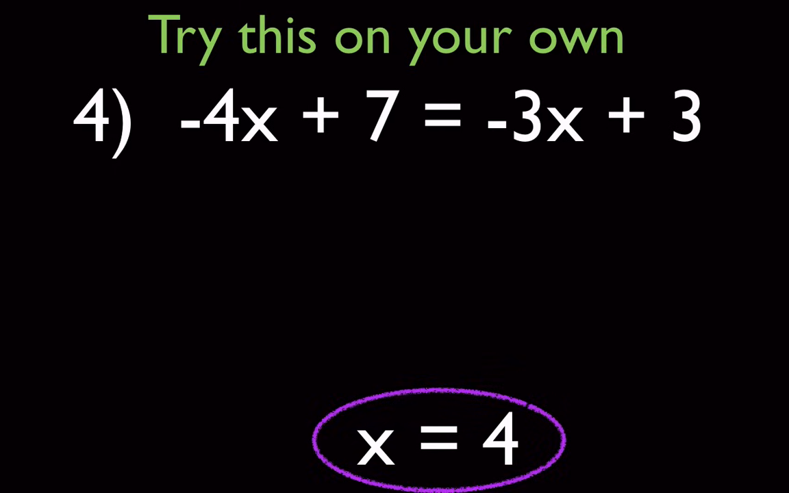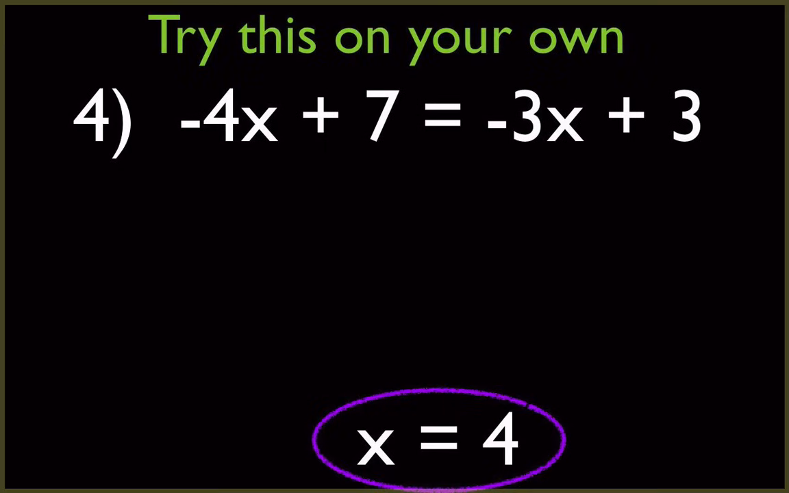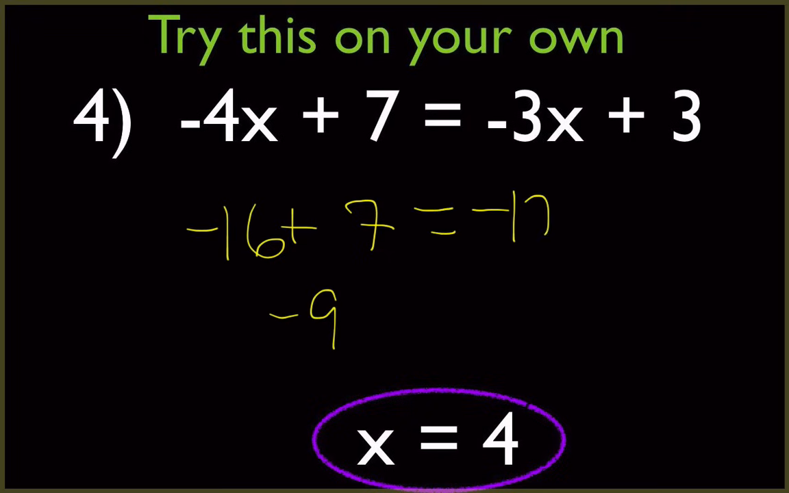Again, checking the answer, it'll end up being negative 16 plus 7, which is negative 9. And on the right side, negative 12 plus 3, which is negative 9. That just tells you, hey, yeah, I did it correctly.